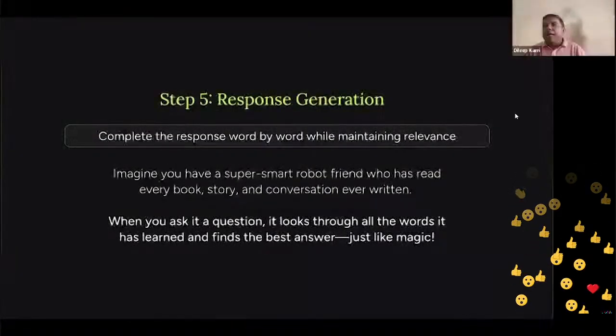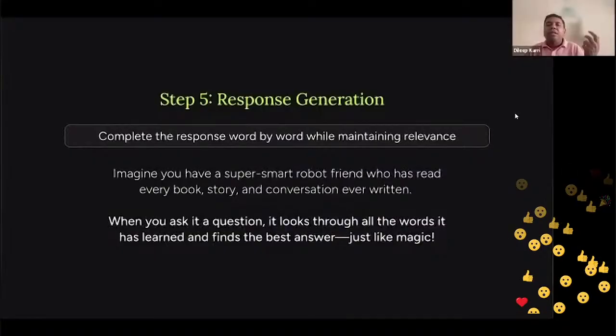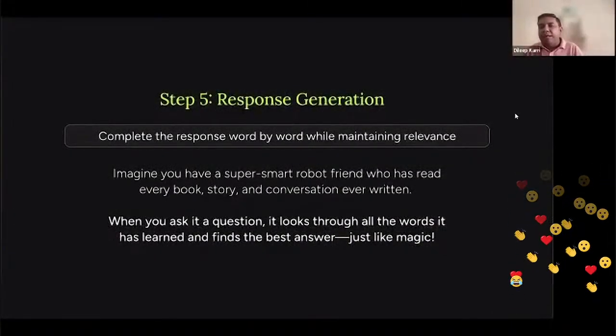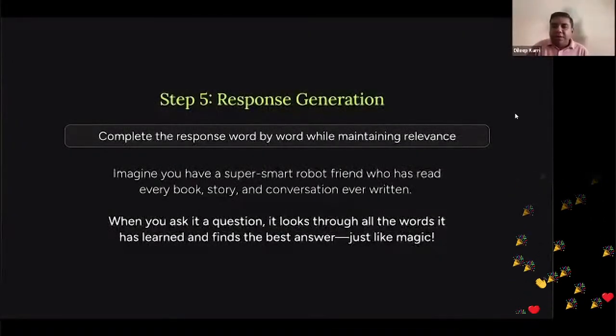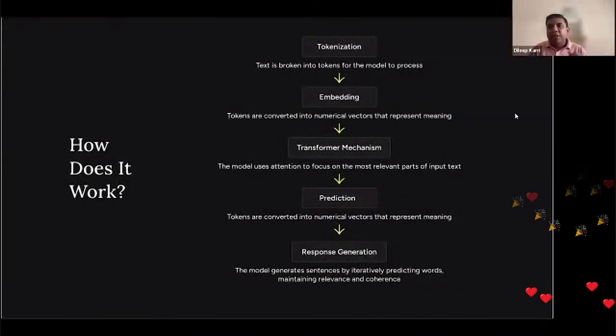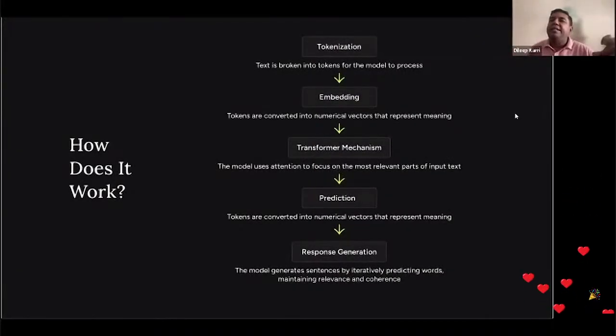And that is where a sentence like: imagine you have a super smart robot friend who has read every book, story, and conversation ever written. When you ask it a question, it looks through all the words it has learned and finds the best answer, just like magic. So this is the 5-step process. Tokenization, chopping up your sentence into little words. Embedding, converting the words into mathematical constructs or coordinates so that similar words live in similar neighborhoods, like a GPS.